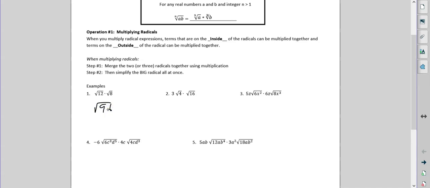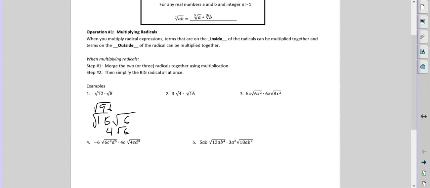And now we need to simplify that and see what perfect square goes into 96. And if you work backwards from 96 and divide, you will find out that 16 is the biggest perfect square that goes into 96 6 times. So we write the perfect square first, and that leads us to 4 radical 6, or 4 square root of 6.